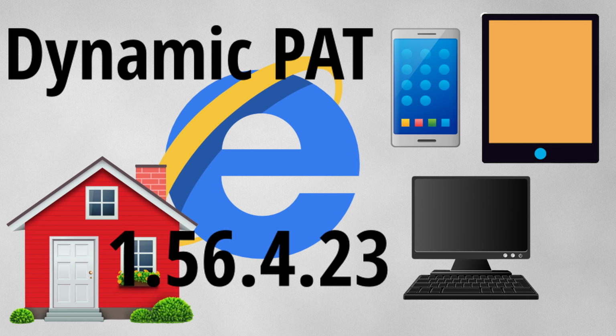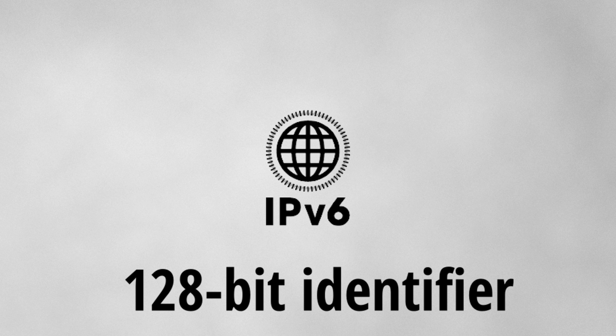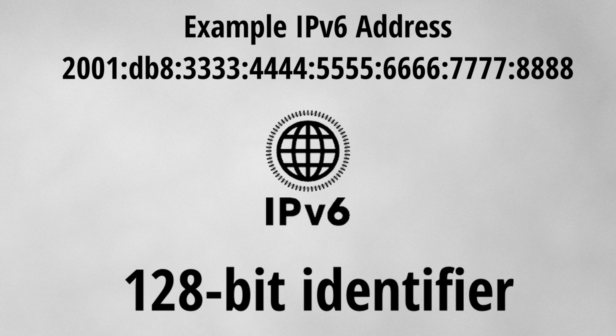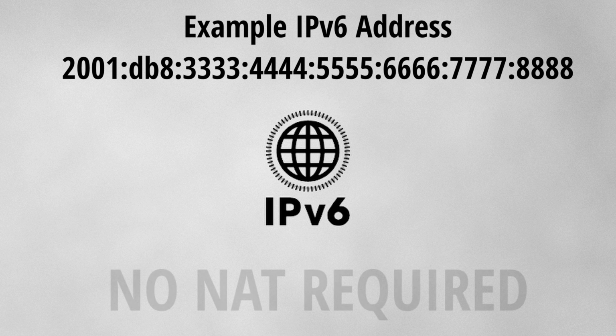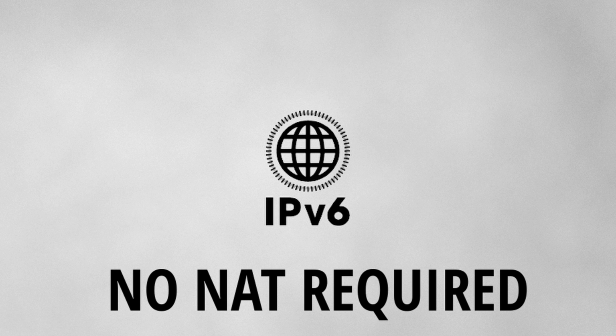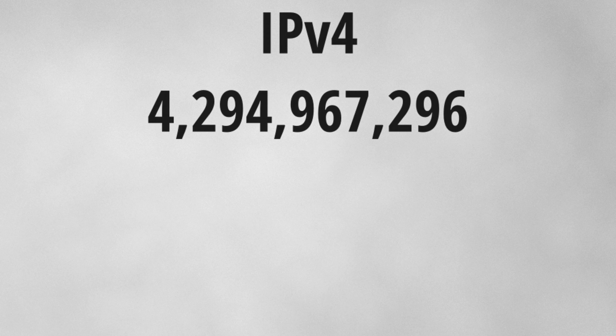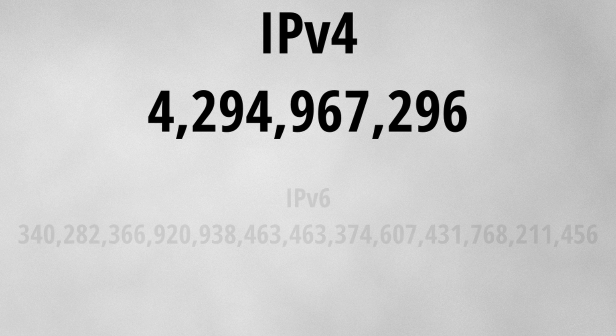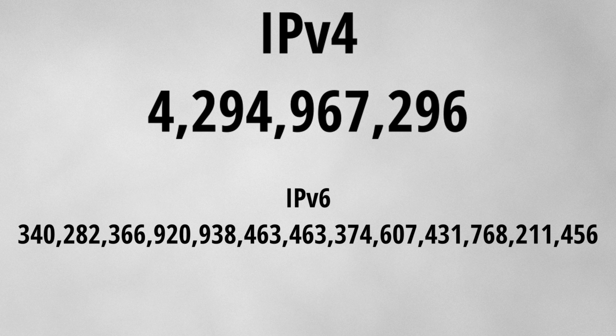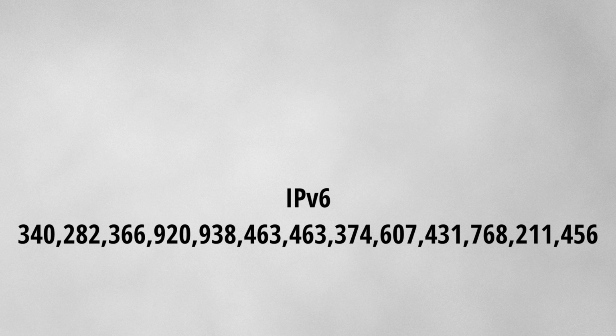But now making a dent in this is IP version 6, which uses a 128-bit identifier in comparison to IPv4, which is 32 bits. IPv6 doesn't require NAT, as the address space on IPv6 has quite a few more addresses than IPv4. So if you imagine IPv4 has an address space of 4.2 billion addresses, whereas IPv6 has 340 trillion addresses. So we won't be running out anytime soon.